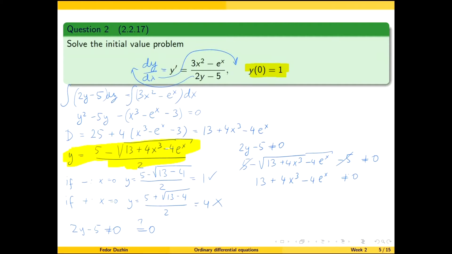Moreover, notice that because we are taking the square root, and the expression inside the square root should be positive, we should make sure that 13 plus 4x cubed minus 4e to the x is strictly positive. So how do we do that? Unfortunately, we cannot really solve this inequality explicitly, but we can at least solve it approximately. We can try to plot the left-hand side of this inequality as a function of x and see where it is positive. So let me do this.